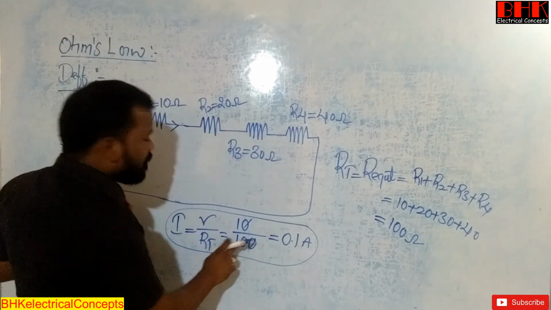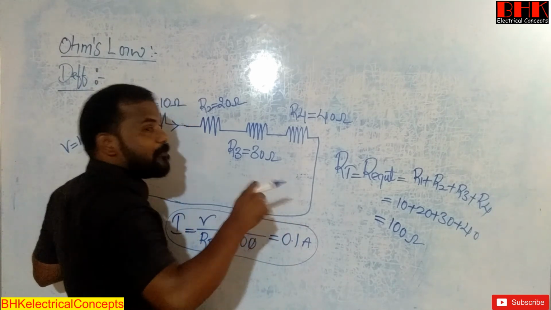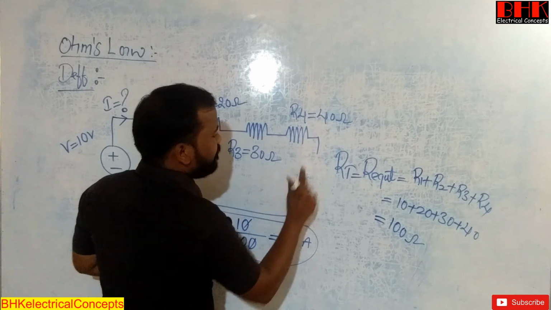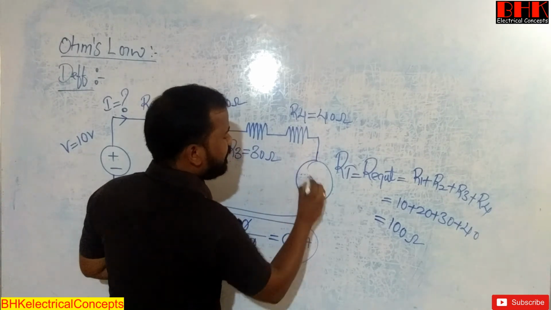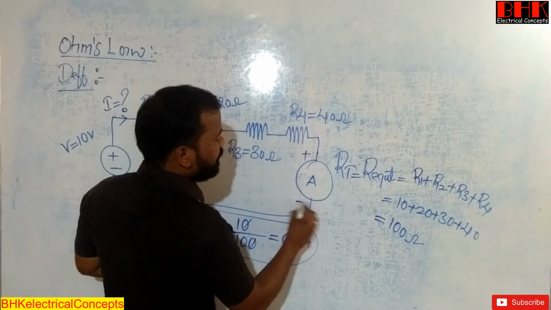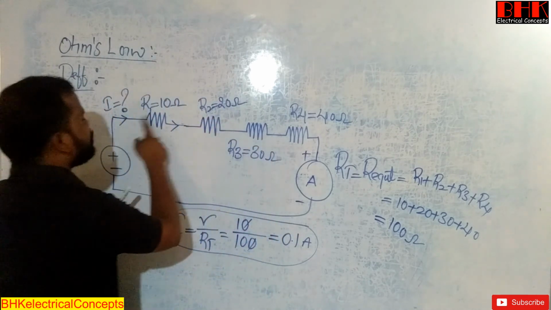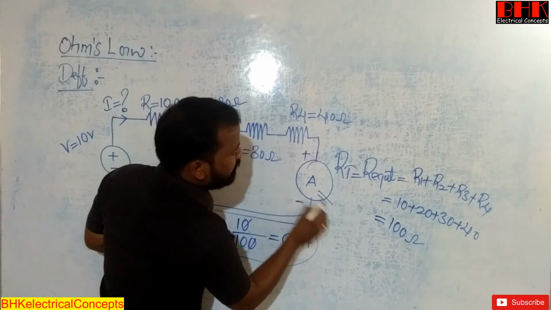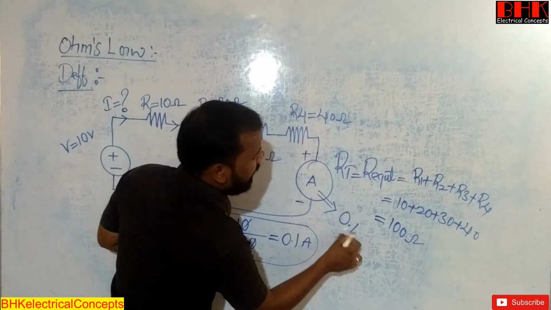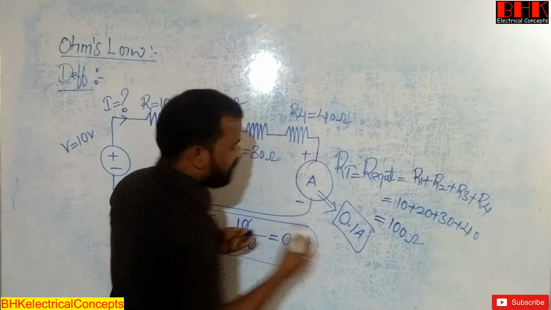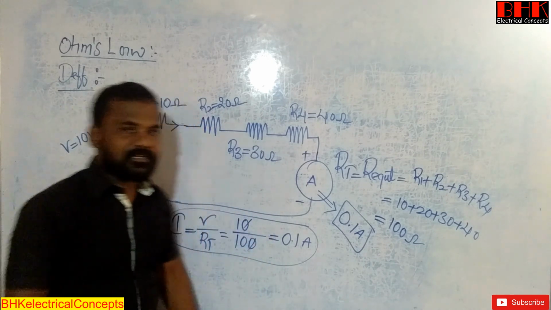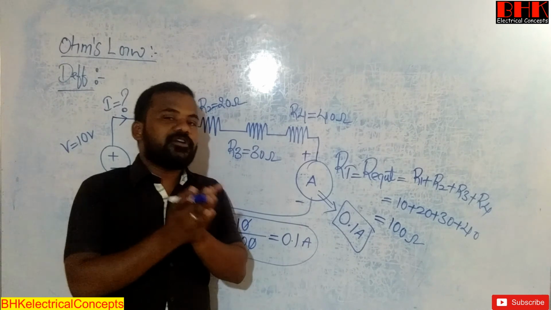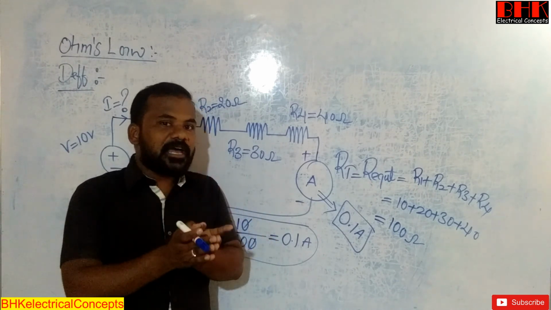The same amount of current will show in the practical way. How is it possible? We take one ammeter and connect it in series with the series combination of all these resistances. Then we can observe that the ammeter will show 0.1 ampere in practice. This is the procedure we need to follow whenever we conduct Ohm's law in a practical way.